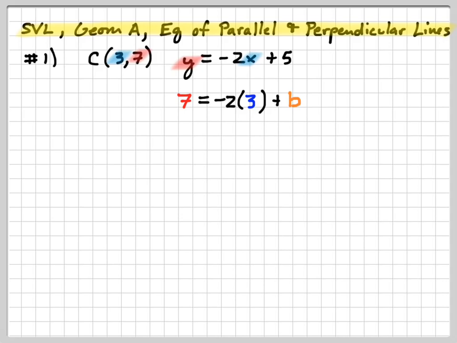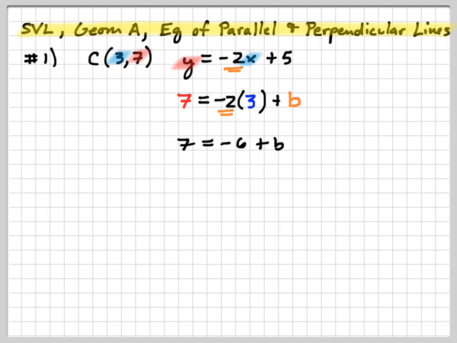Now the important thing, you'll notice over here I put a b instead of 5, because the rule is if the line is parallel to this specific equation, then my slopes have to be the same. And now I've got 7 equals negative 6, because I'm multiplying negative 2 times x, and x just happens to be 3 in this scenario.